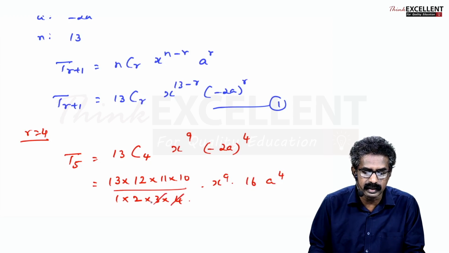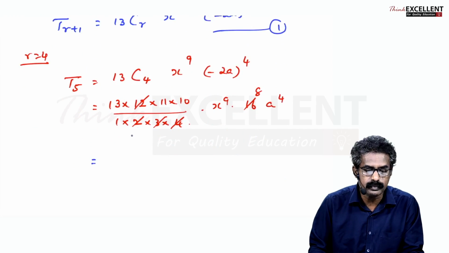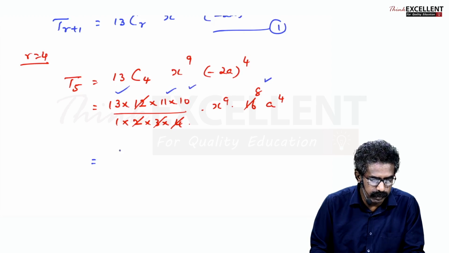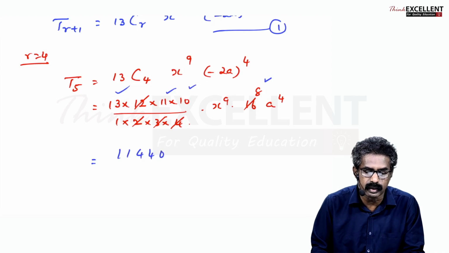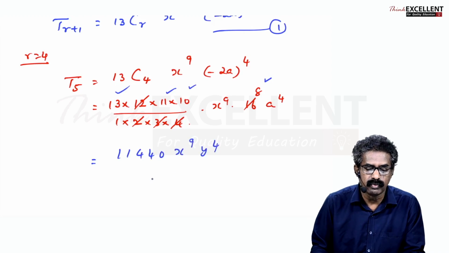So 4 3s are 12. 2 table you cancel, you are getting 8, right? So you have to multiply this. When you multiply, 11 into 8 is 88, into 13 into 10. When you multiply, you will get 11440. Then x^9 a^4.